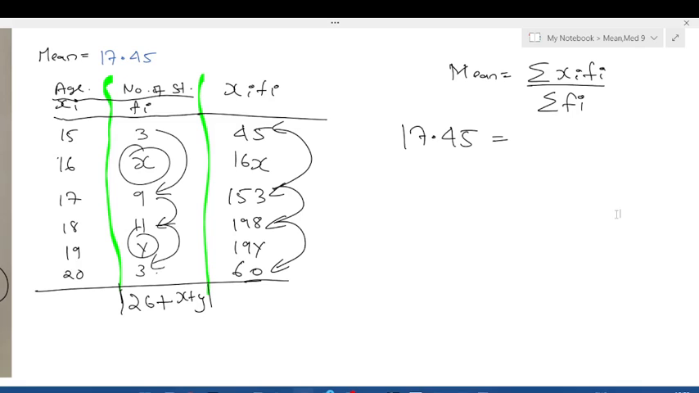Students, respond, have you completed? All of you are done. Add the values.